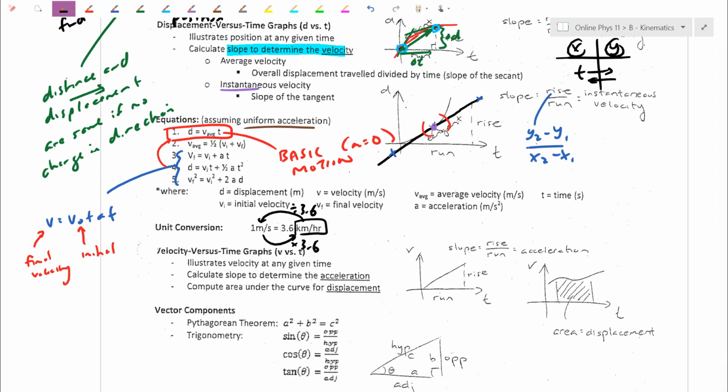So make sure everything is in SI units here. Acceleration has a funny set of units. Acceleration is defined as delta v over delta t. Whenever we see that delta symbol, the delta means change in. It's sort of a comparison, and it's always going to be final minus initial.